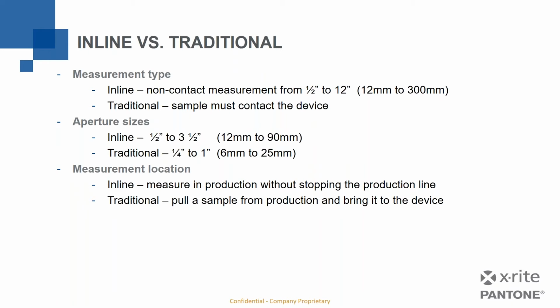Traditional, if I want to do a traditional measurement of something from my production line, I have to pull a sample from production and bring it to the device, which either means I'm going to get a sample after all of my production work is done, so it's at the end of the line, already off the line, so to speak, or I have to stop my line to pull a sample and then start the line back up. That advantage with inline is a major advantage. We'll talk more about why in just a moment.